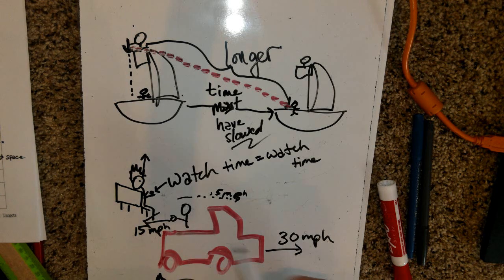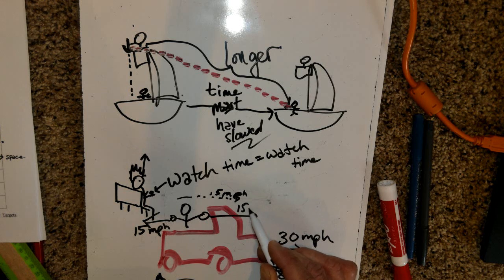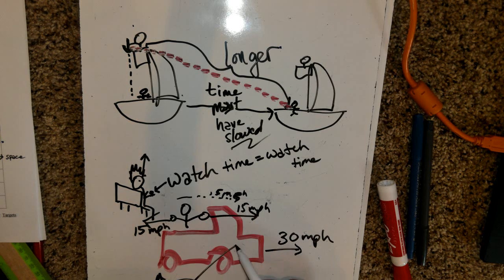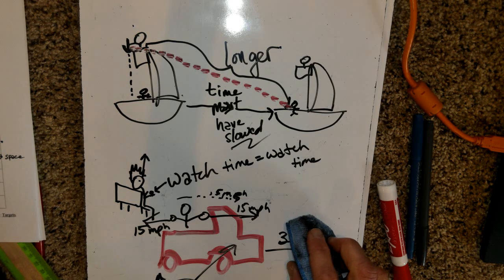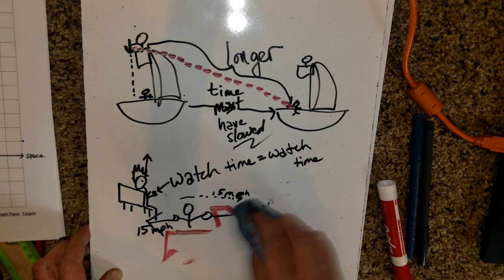What if I turn around and throw the ball 15 that way? An outside observer would see 15 plus 30. It would look like a 45 mile an hour ball being thrown, because you add those speeds. What James Clerk Maxwell realized with a few experiments is that light does not behave that way.